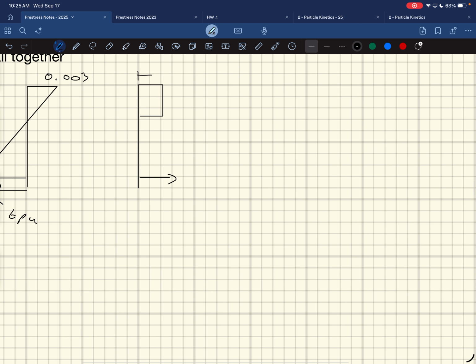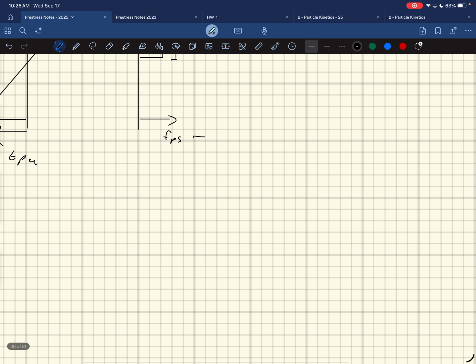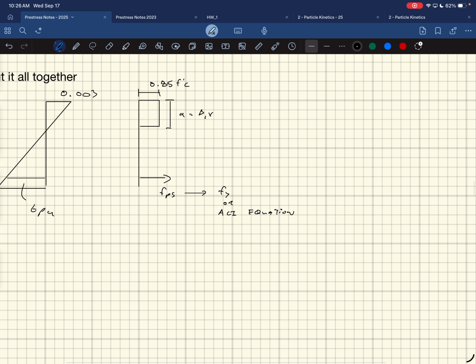Again, this is 0.85 F prime C. This is beta 1 times x. This is A is equal to beta 1 times x. And this down here is FPS, right? In your homework, you're going to do it once with this equal to Fy, or the ACI equation. Instead of calculating it as a function of the neutral axis depth, the ACI equation is just going to give you a value for FPS. It should be close to Fy.